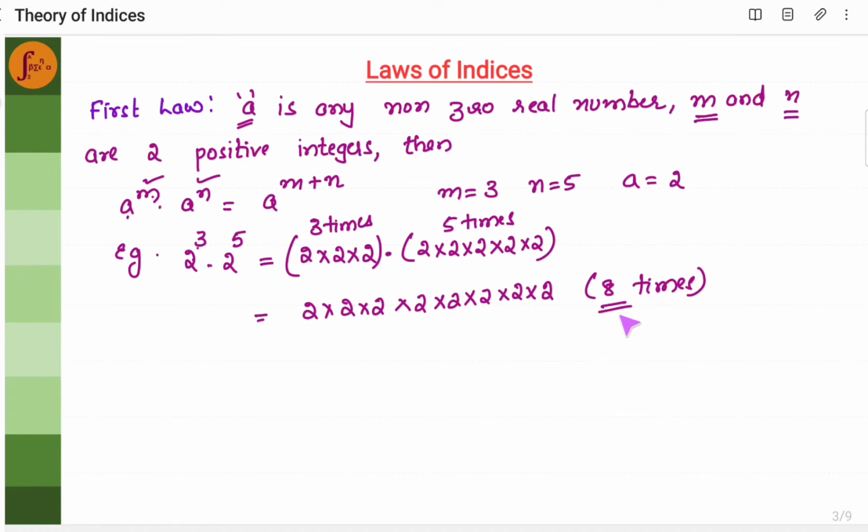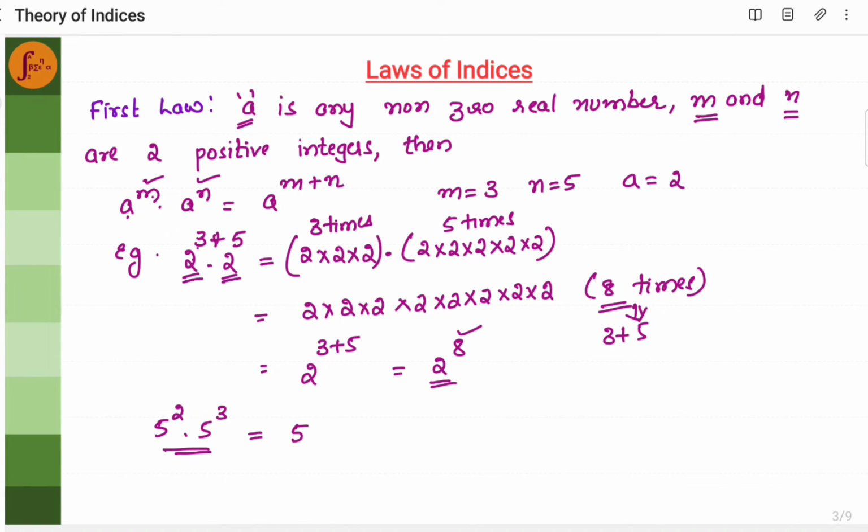Now what is 8? 8 is nothing but 3 plus 5. So basically this means 2 to the power 3 plus 5, which is 2 to the power 8. So instead of multiplying 2 so many times, I can simply say 2 to the power 8, by adding these powers, 3 and 5. This is a very important concept frequently used in mathematics. Basically, if you have the same base, that is the same number 2, then you can add the powers. Let's take another example. Say we take 5 square into 5 cube. If you have something like this, then what is the answer?